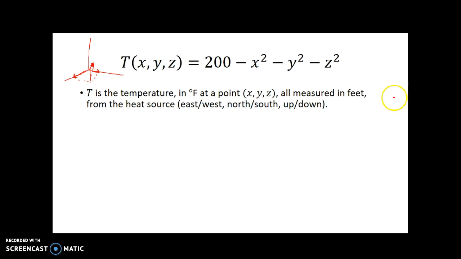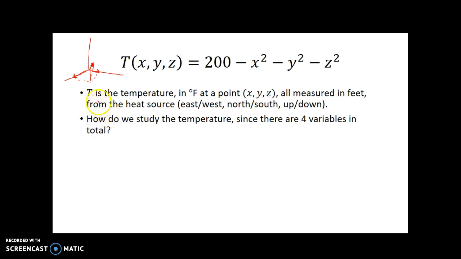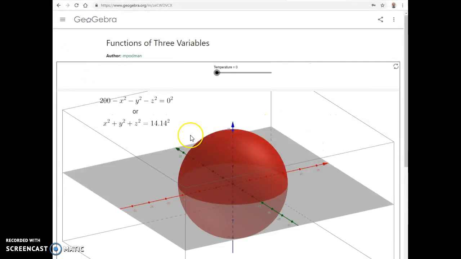Okay, so I can't visualize this, right? Because it requires a fourth dimension. I can plot x, y, and z, but really the z here is my temperature, right? So it's a little bit confusing. But here's what I can do. I can actually fix the value of one of the variables and look at the covariation among the other three. So we want to study the temperature. There are three input variables, one output variable. So let's take a look at an applet to see how we might visualize this.